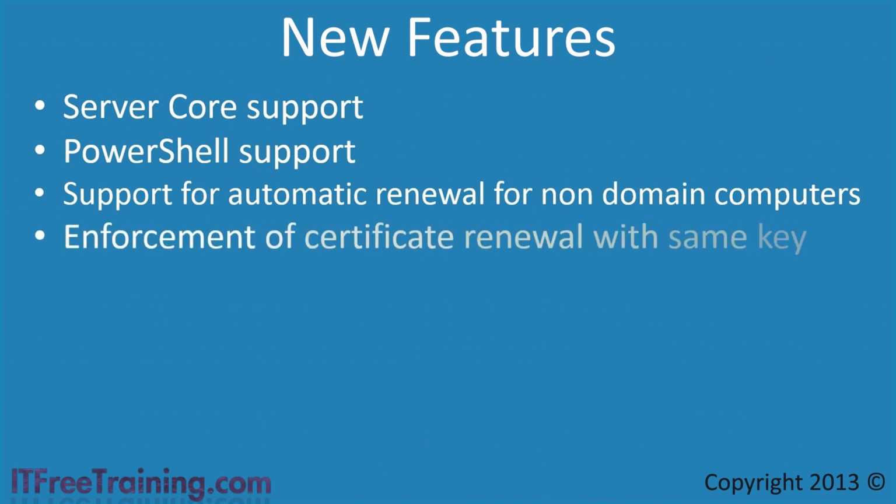The next feature is enforcement of certificate renewal with the same key. This option would generally be used by hardware like the Trusted Platform Module, or TPM. A TPM contains a key that is used for encryption. For example, a TPM is used with BitLocker. If you were to use a certificate with this, the TPM key at some stage would expire. If you tick this option, the certificate will be renewed with the same key rather than a new key.